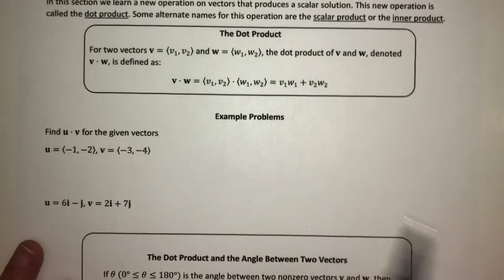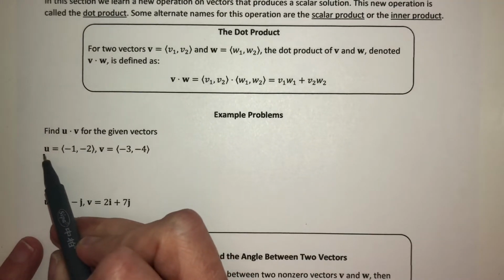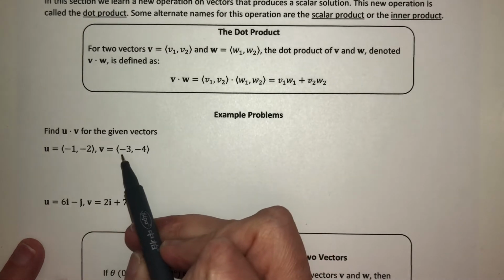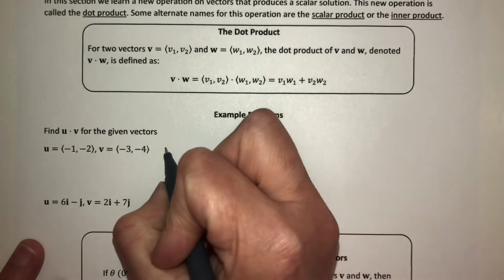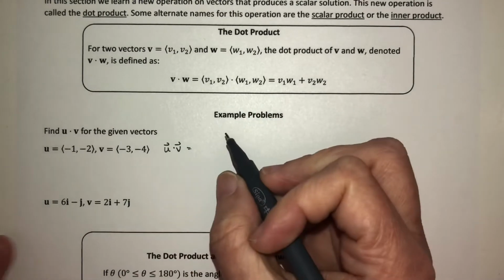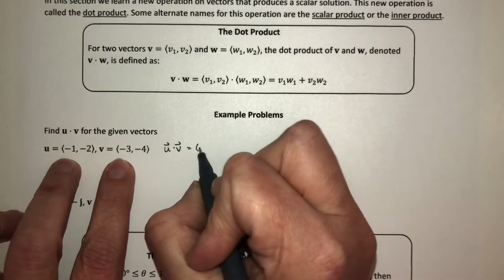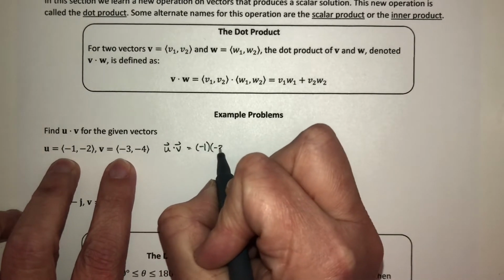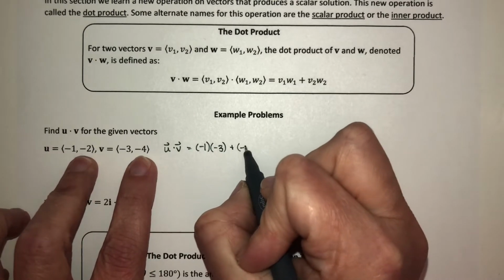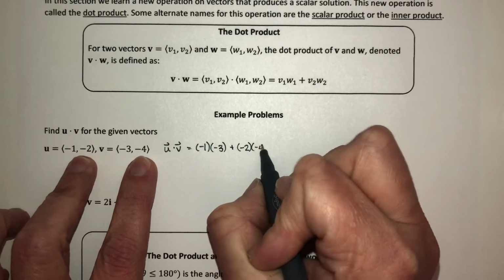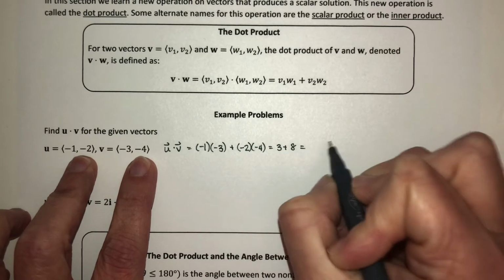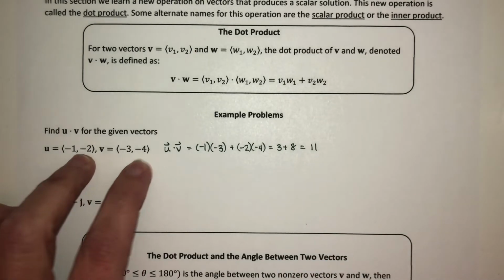So looking at this example, if the vector u is defined to be -1, -2, and v is -3, -4, then u dot v is equal to multiply your first components, -1 times -3, plus multiply your second components, -2 times -4, and you have 3 plus 8, and your answer is the scalar number 11.